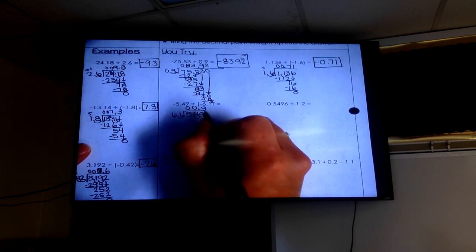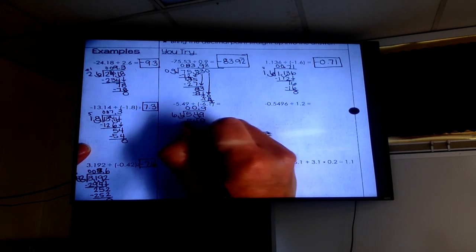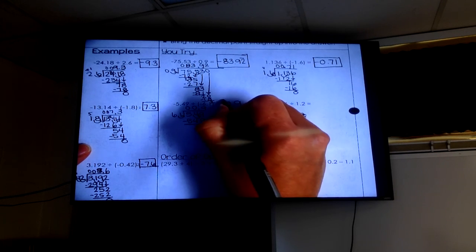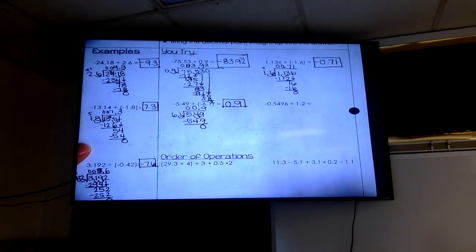So 9 times 1 is 9, and 9 times 6 is 54. Oh, look at that. Just one step. So a negative divided by a negative, we said was a positive, and my answer is 9/10.